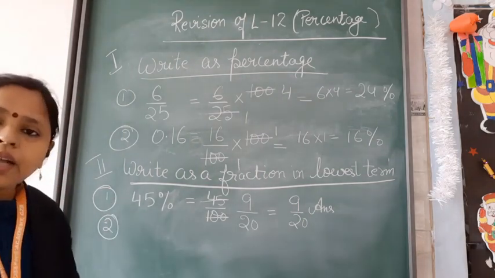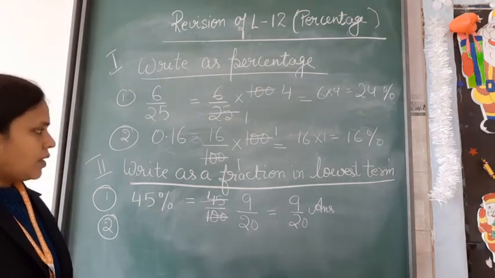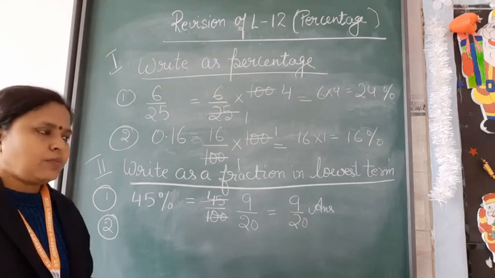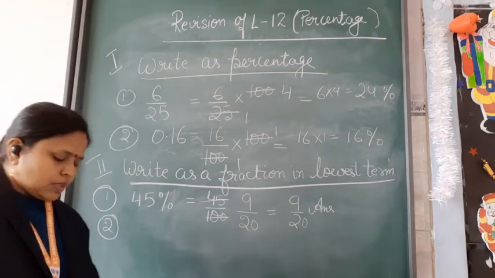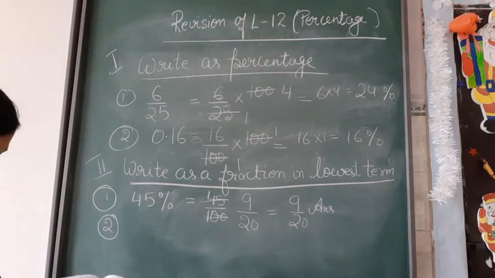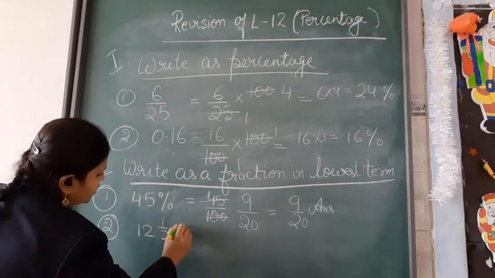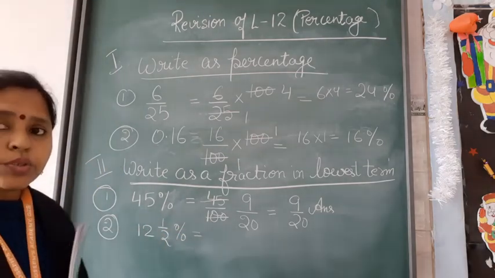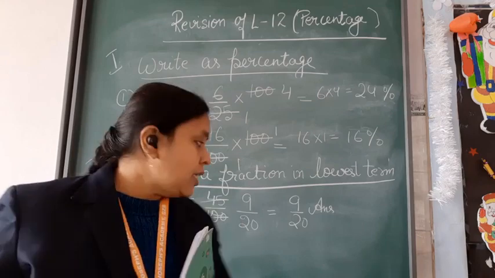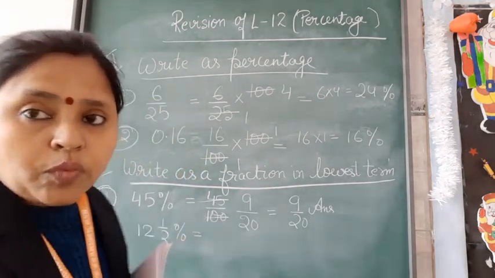So the second part of this question: write as a fraction in lowest term. The percentage is given to you and you have to write it as a fraction in lowest term. So the second part of this question is 12 1 by 2%, right? So here the percentage is given to you, but this percentage is in mixed fraction. So first of all, let us see what we will do.